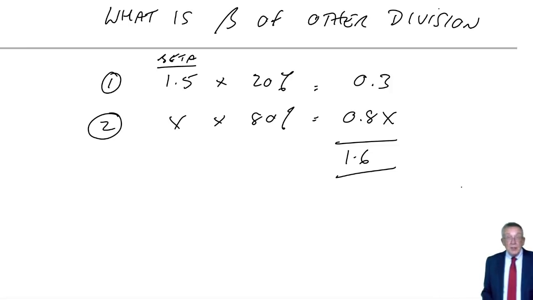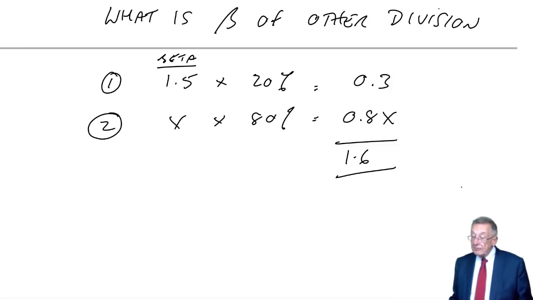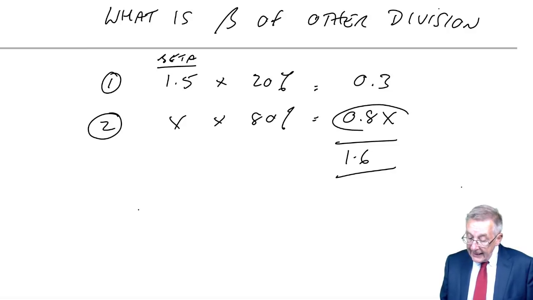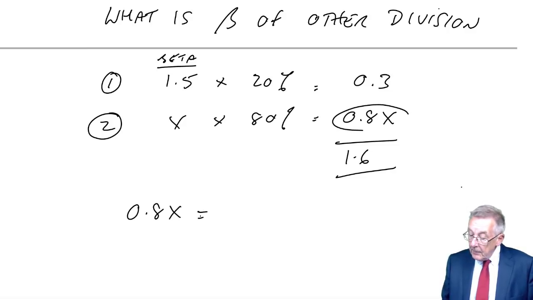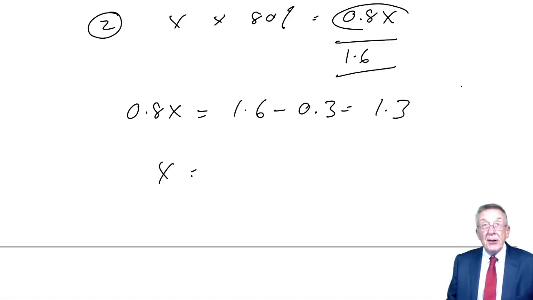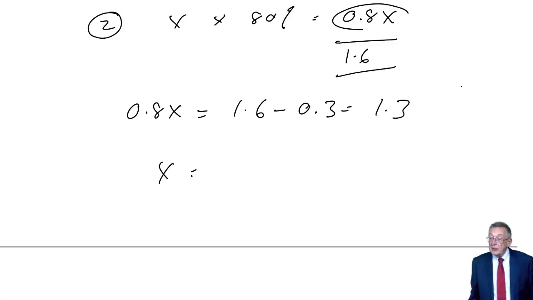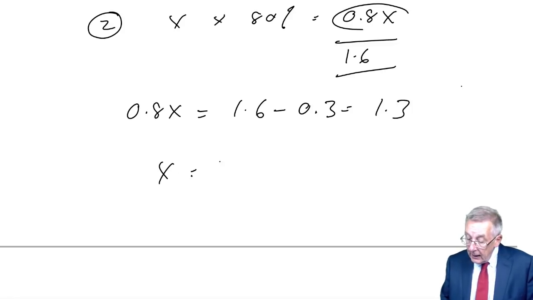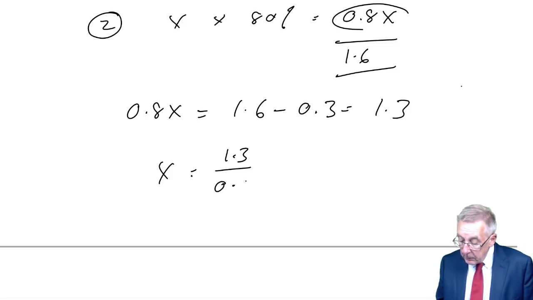So it's now, I hope you'd agree, fairly simple algebra, that 0.8x must equal 1.6 minus 0.3, which is 1.3. And therefore x, the beta of the other division, must be 1.3 divided by 0.8.